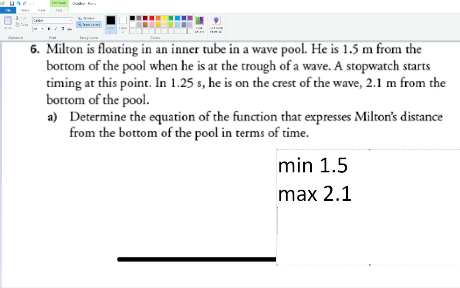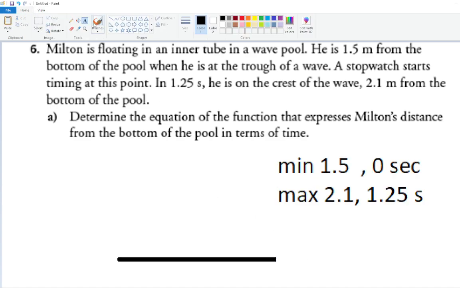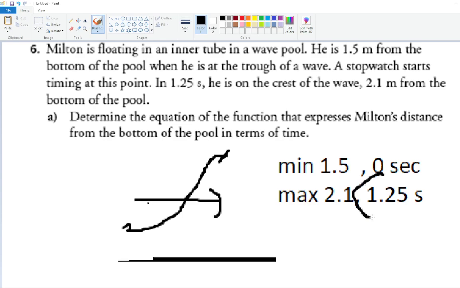But they also tell us when it occurs. They tell us the min occurs at 0 seconds because they started the stopwatch then. And then the max occurs at 1.25 seconds. Now, I don't know if you remember. First of all, if I draw this, here's the min, and it's 1.5 off the bottom of the pool. And it's going to go up to the max. But that's just half the curve. And they're telling us that lasts 1.25 seconds. But to go back is the second half.